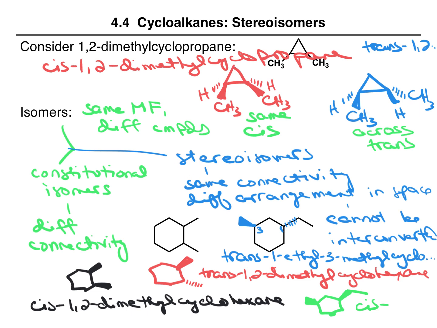So it's important to recognize that here we have another type of isomers called stereoisomers, the same connectivity, but different arrangement in space, and they cannot be interconverted by rotation around single bonds. And we need to specify them. So we have to add a little bit more to the naming system. If we have multiple substituents, then we need to specify whether they're on the same side, that is cis, or if they're on opposite faces, then that is trans.